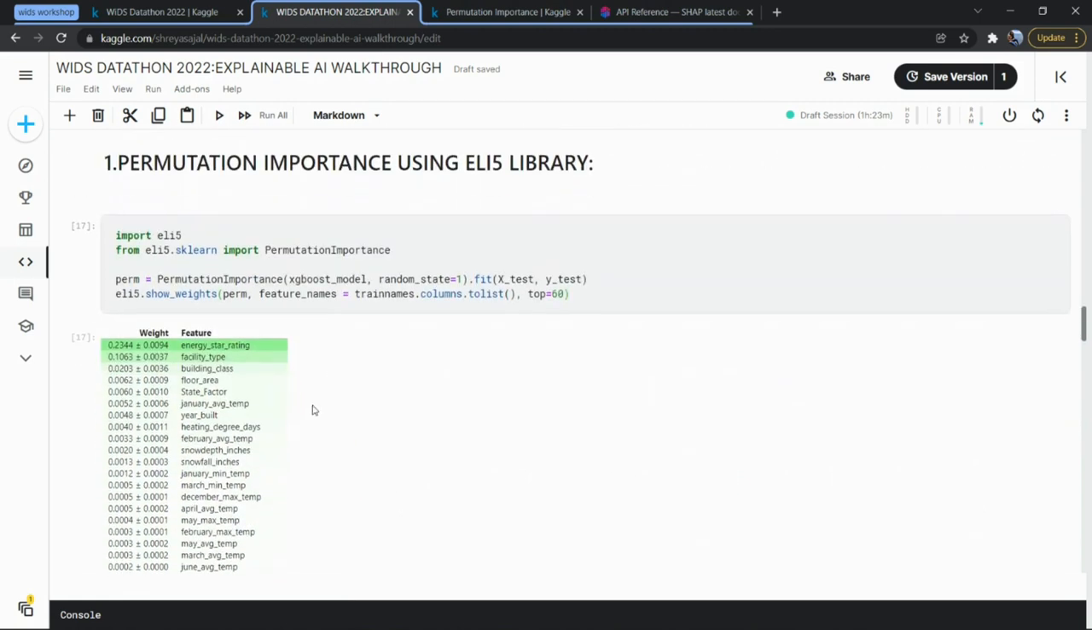So you know now one model explainability. Your model is making predictions using these features, and its performance is getting hampered when these features are being changed. So this is how the first model explainability method works.